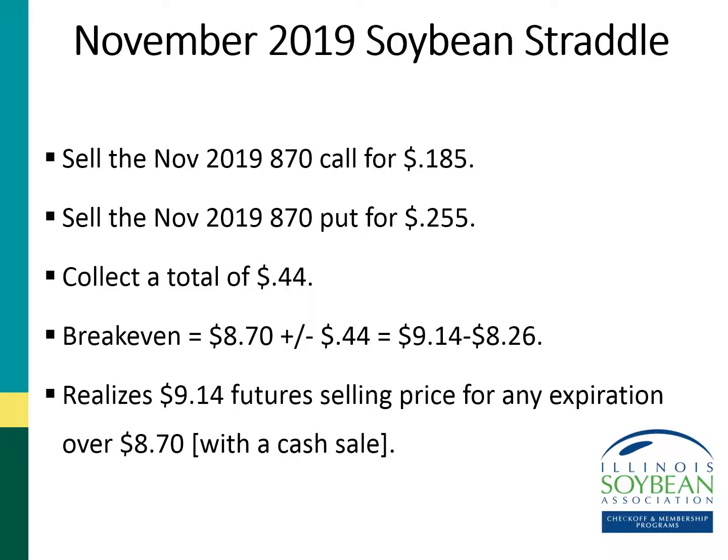So let's just say that today we sold the November 2019 870 call. We can get about 18.5 cents for that. We can sell the put for about 25.5 cents. So the total we collect, which flows into our account, is 44 cents. So what this results in is a break even, so to speak, at 44 cents above and below this price. So the break even on the high side is 9.14, break even on the low side is 8.26.